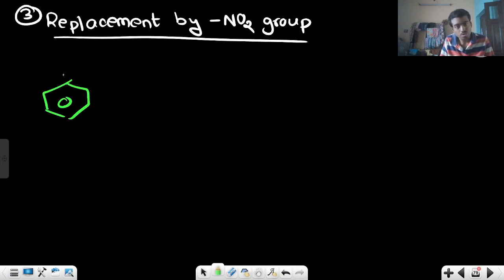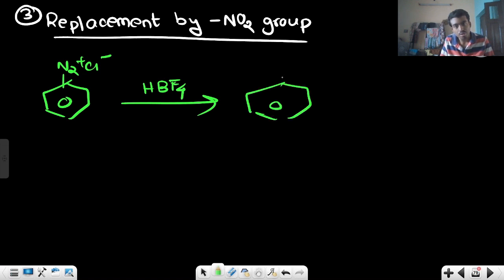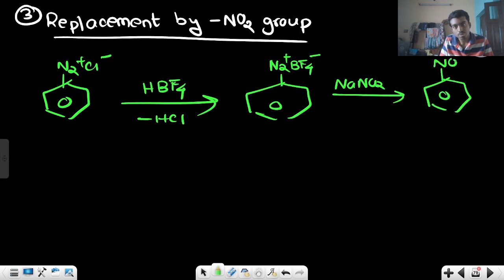Next, replacement by NO2 group, nitro group. So we have benzene diazonium chloride. First we'll treat it with HBF4. Then this Cl will get replaced with BF4 minus, right? So this will happen: N2 plus BF4 minus, and here HCl moves out. Okay, now in the following step we will use NaNO2. Then what will happen? We'll get nitrobenzene along with BF3, N2, and HCl, and Na will react to form NaCl. Okay, alright, it is understood why this reaction is happening.